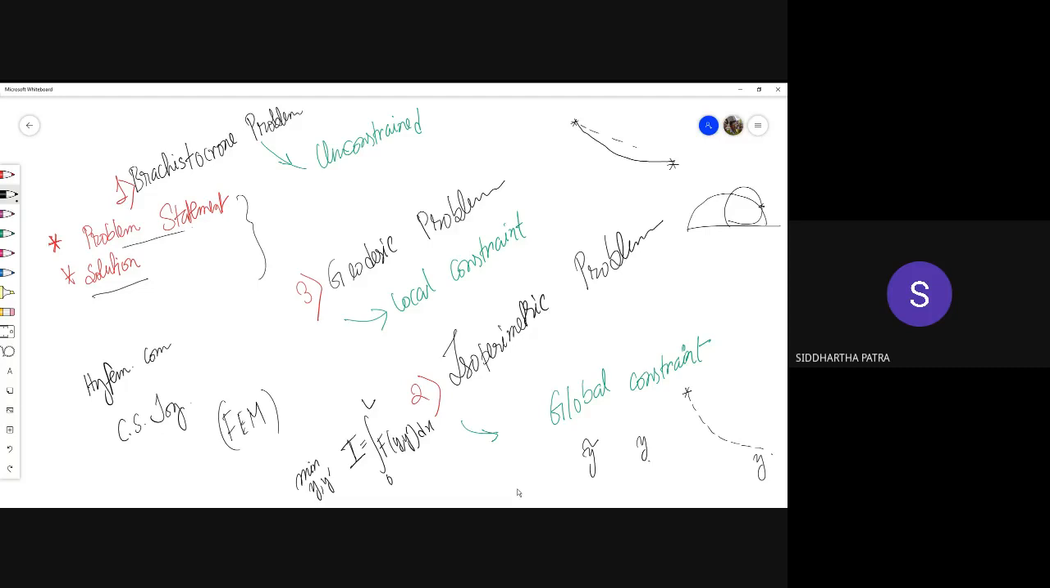Now, back to your question. If y is the solution and y tilde is not, y tilde is some arbitrary function. But in order for y tilde to be admissible, to be considered for the post of the minima, the function that minimizes that functional, it needs to have the same boundary condition as y.